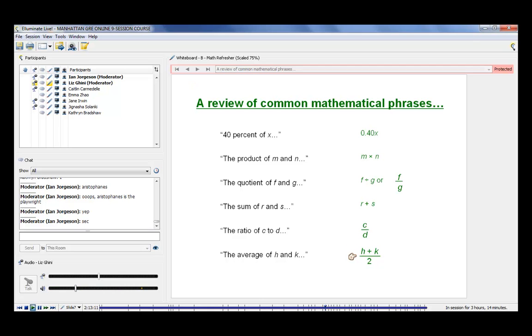Okay, so the average of H and K. Everybody know the average formula? Thank you. Okay, the average formula comes up a lot as well. So if you struggled with primes, it's really cool to go and look up Eratosthenes' sieve of primes on Google, because you need to know your primes for the GRE.